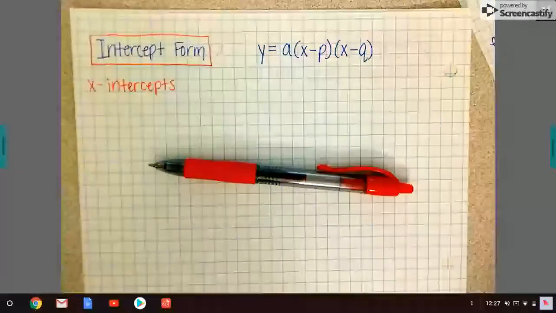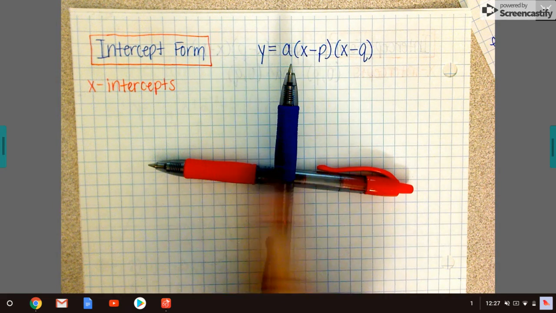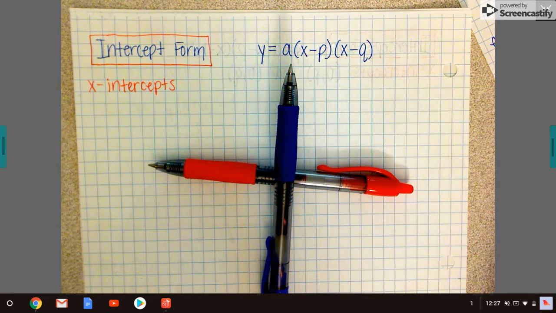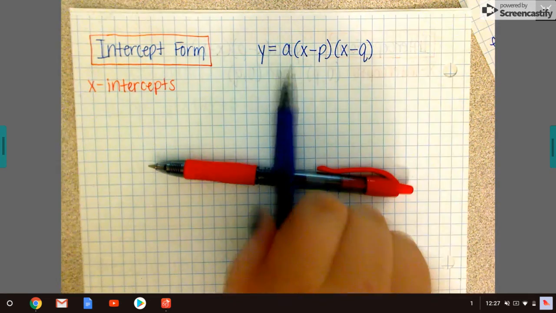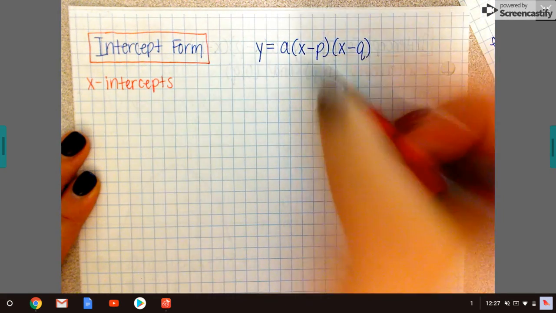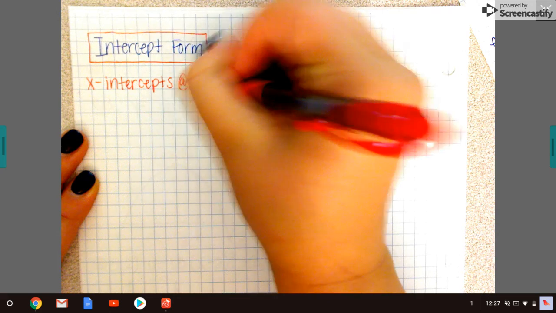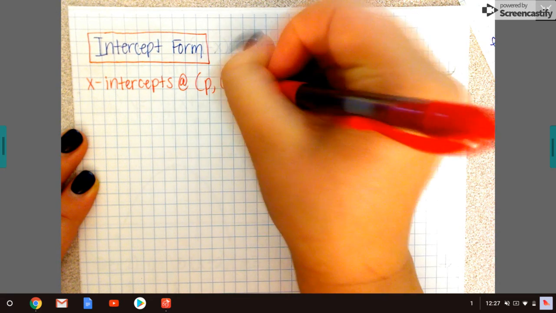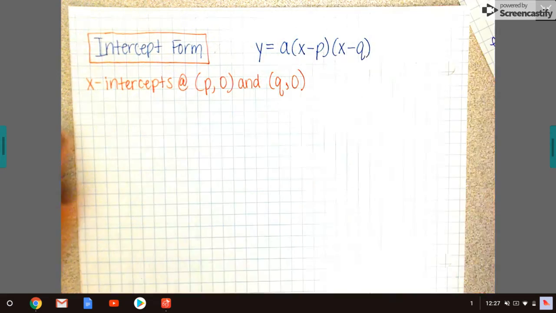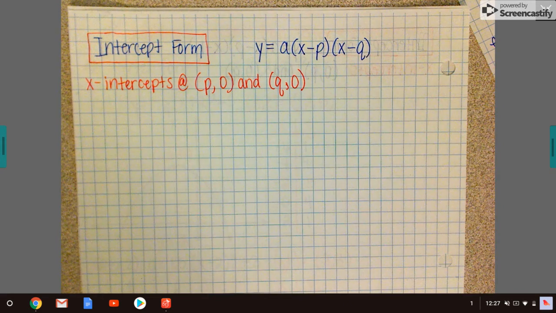Now remember, x-intercepts, that is where the height is 0. So going through the coordinate plane, it's going to hit the x-axis. That means its height is 0. So that means its y value is 0. So we're going to have x-intercepts at (p, 0) and (q, 0). So at (p, 0) and at (q, 0). So we'll be able to pull those two x-intercepts to graph.